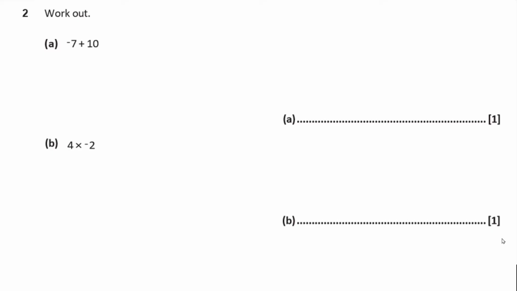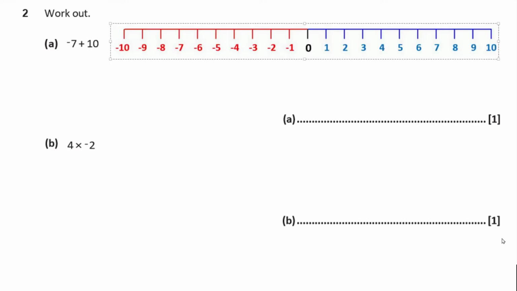Question 2. Work out -7 plus 10. Now if you struggle with negative numbers, and lots of students do, it's well worth spending a minute or two drawing out a number line somewhere on your exam paper. And then you can use that for the rest of the paper. If you write it somewhere on the back page, then you can use it wherever you've got some negative numbers to add or subtract.